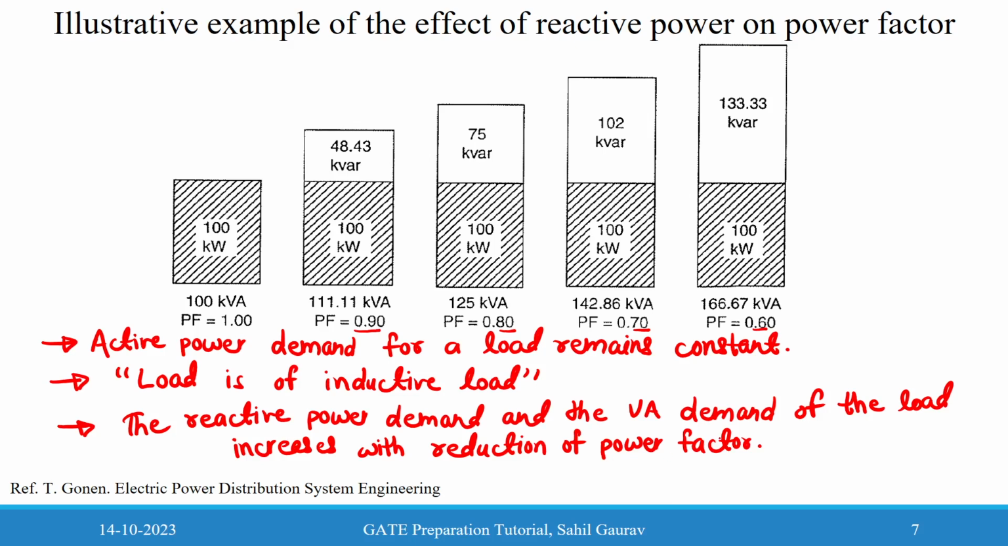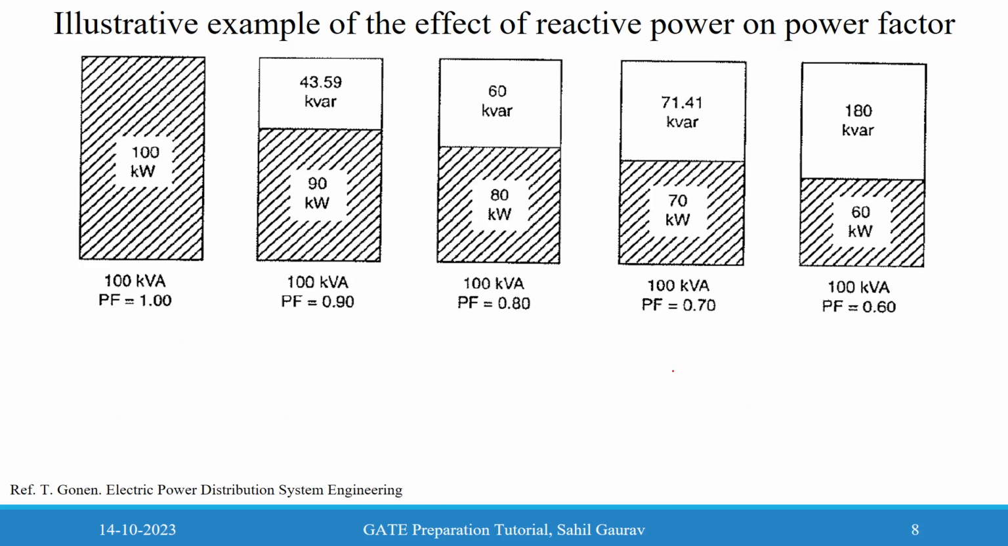This VA demand is also increased and the reactive power also gets increased. If you fix the active power, anyhow if the power factor is getting reduced, then it means that your reactive power demand is increasing, and that's why subsequently your apparent power demand will also increase. And now we will see another example for this effect of reactive power and power factor.